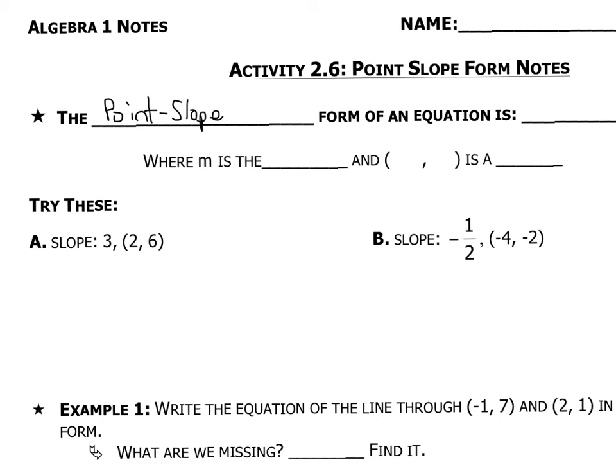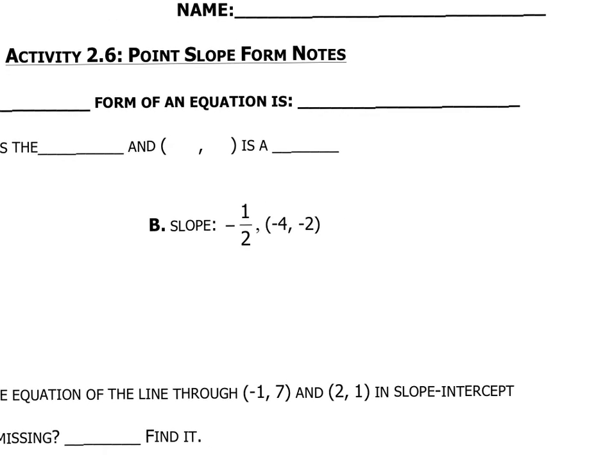The point slope form of the equation is, let me change colors here, y minus y1 equals m times x minus x1. Okay, so that's the formula. You're not going to have to memorize it. You're going to get a formula sheet that has all these formulas. You just need to know what to do with it. So you have y minus y1 equals m parentheses x minus x1.